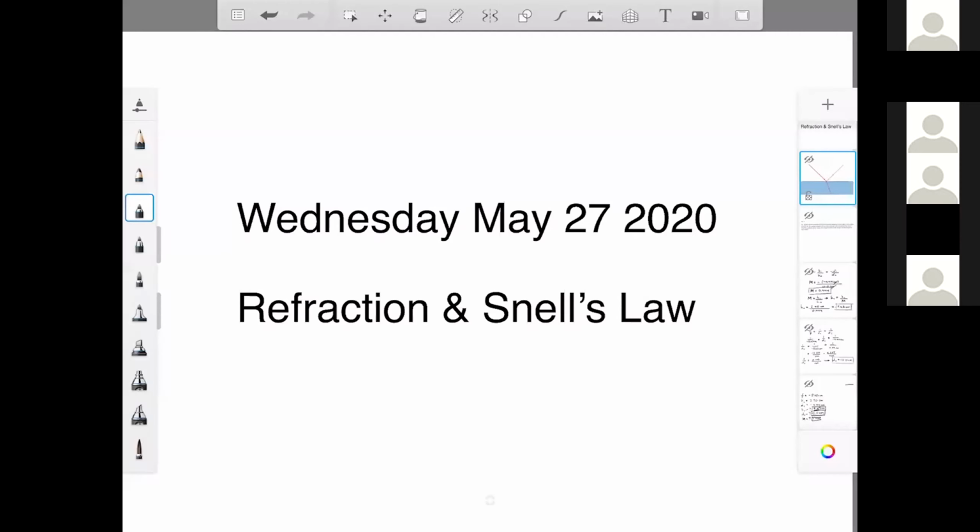Okay, so what we're talking about today is something known as refraction. And one of the big rules about refraction deals with something known as Snell's law. So let's start with defining what refraction is.